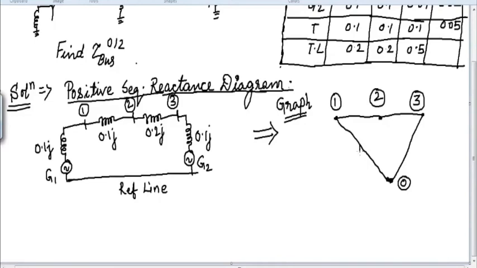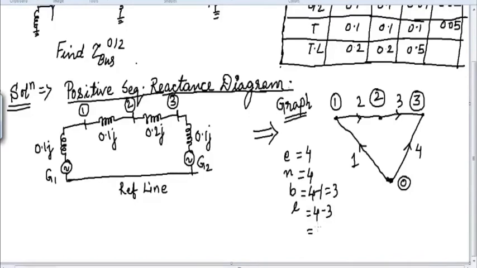Now let us give the numbering to these elements. So we will number the elements in this way, 1, 2, 3, and this will be 4. Okay, now as per our rule we have E, N, B, L. So E will be 4, N will be also 4, branch will be 4 minus 1, that is 3, and link will be 4 minus 3, that is 1. So let us try to keep 1, 2, 3 as branch and check whether our rule gets satisfied or not.